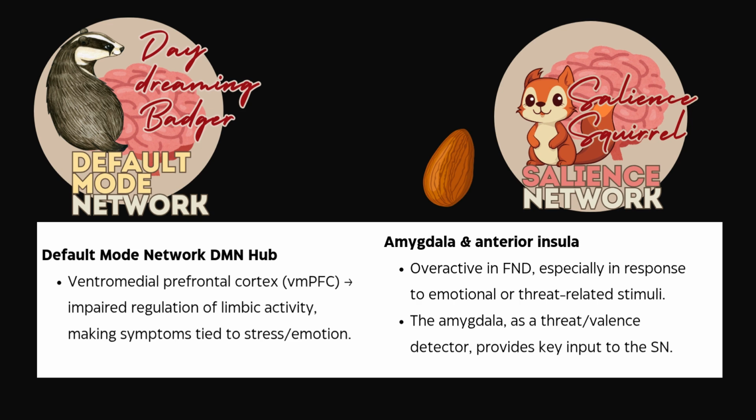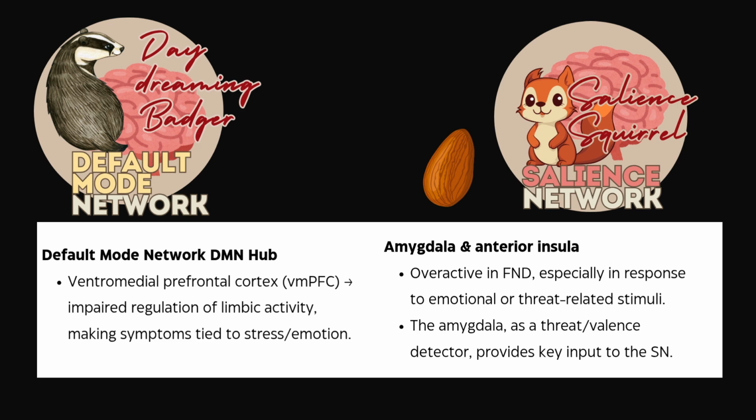The salience network, involving the amygdala and anterior insula, is overactive in FND, especially in response to emotional or threat-related stimuli. The amygdala, a threat valence detector, provides key input to the salience network.